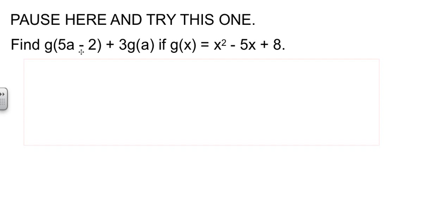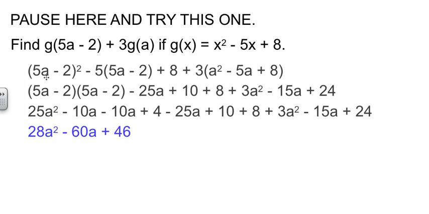So our job is to substitute this 5a minus 2 in. So I did. 5a minus 2 squared minus 5 times 5a minus 2 plus 8, plus then 3 times plug a in, distributing the 3 and distributing the negative 5, reminding myself that this means 5a minus 2 times 5a minus 2, distributing that out, and then collecting up all of our terms, 28a squared minus 60a plus 46.